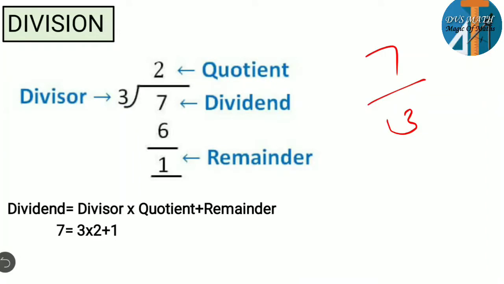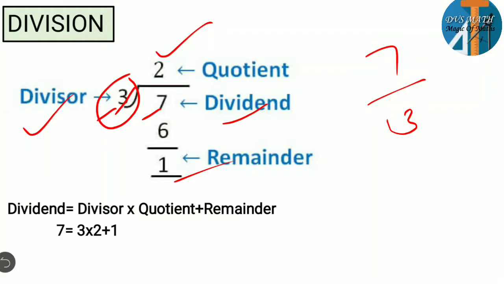Now you know that division rule. Here 7 is divided by 3, and 3 is called the divisor, 7 is called the dividend. What is the nearest? 3 twos are 6, so 7 minus 6 is 1. Here 2 is the quotient, and 1 is the remainder. You know all this basics. This is a regular division for numbers.